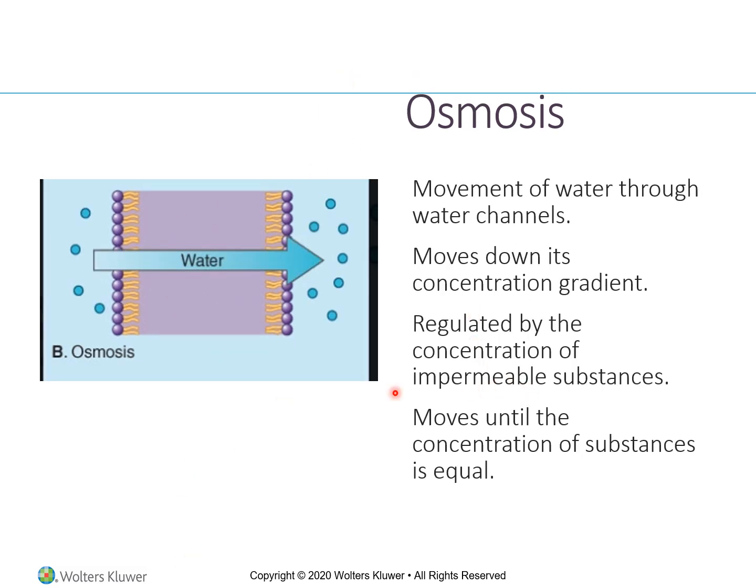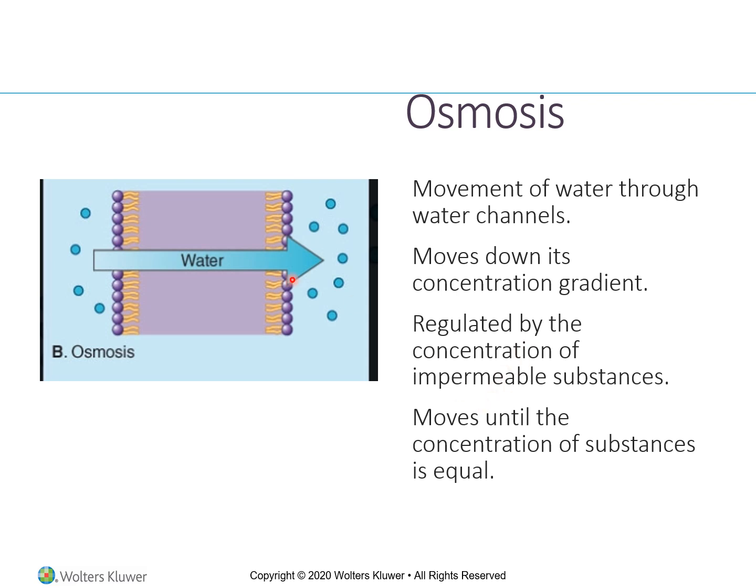The next type of transport across the cell really is going to talk about how water moves across. This is osmosis. It's the movement of water, typically through water channels within that cell membrane. Water also moves down its concentration gradient, but it's regulated by the concentration of impermeable substances. So there's some substance that's pulling water across the cell membrane.